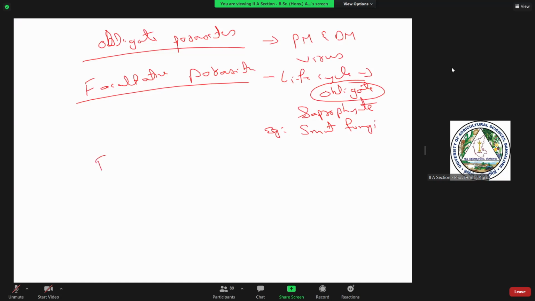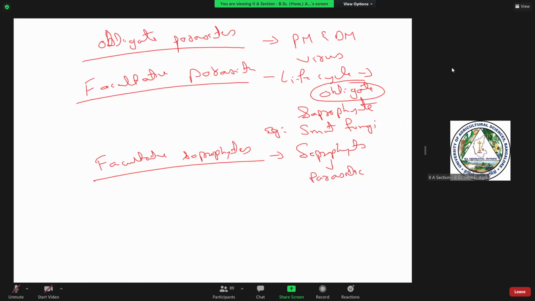The facultative saprophytes, another one, are normally saprophytes, but under certain conditions, they become parasitic. Under exceptional conditions, they become parasitic. But otherwise, most often they behave in their life cycle as a saprophytic organism. So these are two different types that we often come across: the facultative parasites and facultative saprophytes.